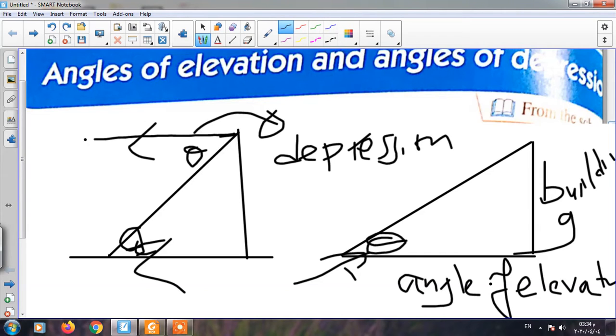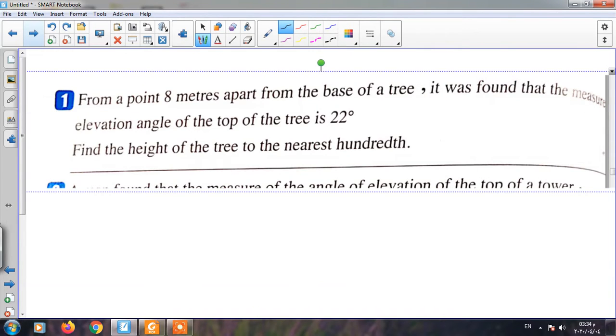Okay, let's deal with problems to know more about angles of elevation and depression. First, you must know that drawing is the most important part: how to translate the words of the given problem into a drawing. From a point 8 meters apart from the base of a tree.